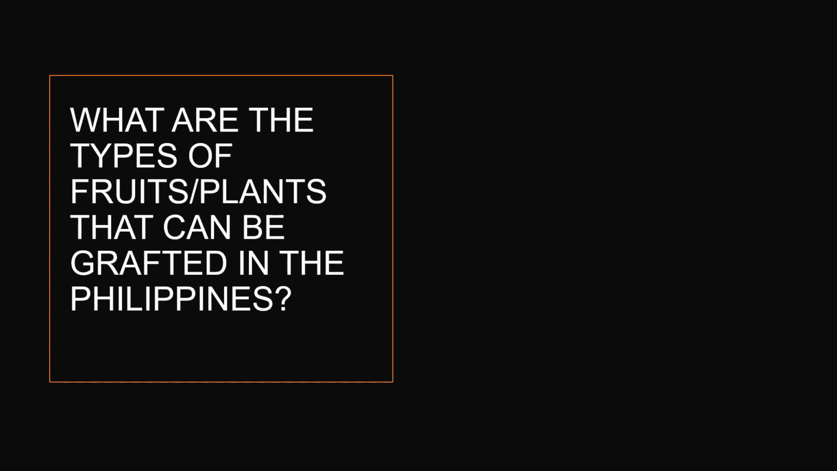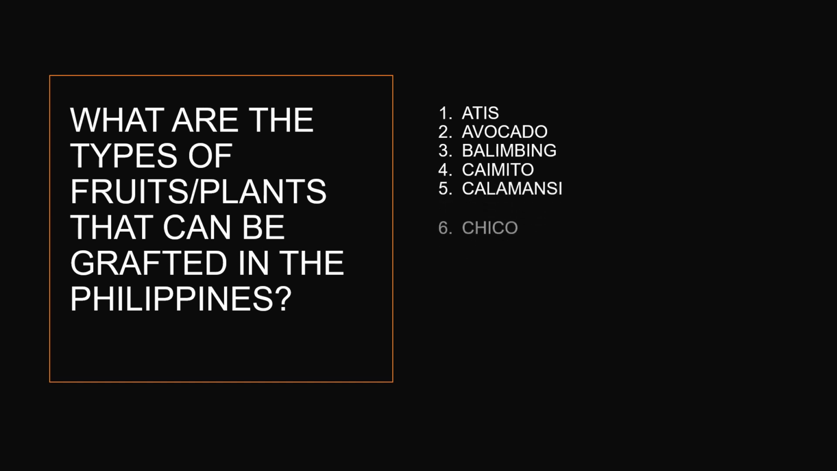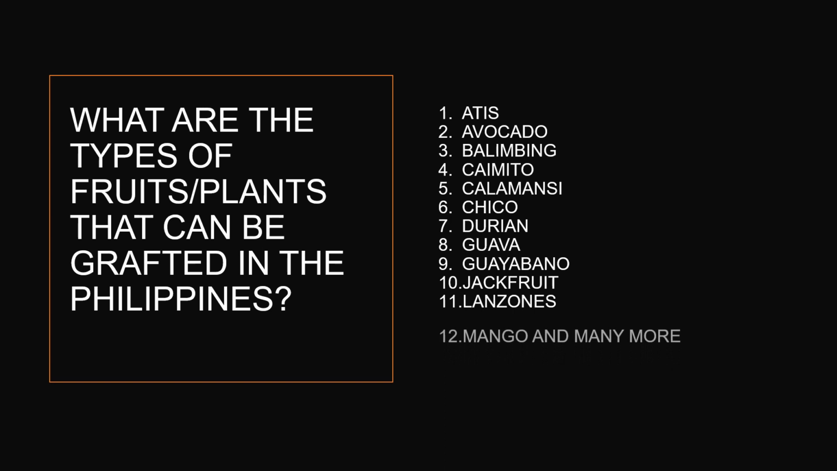What are the types of fruits or plants that can be grafted in the Philippines? We have atis, avocado, balimbing, kainito, calamansi, chico, durian, guava, guayabano, jackfruit, lanzones, mango, and many more.